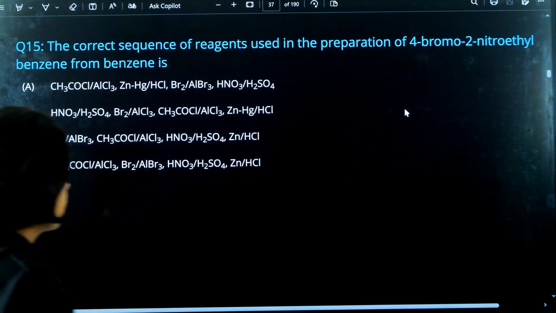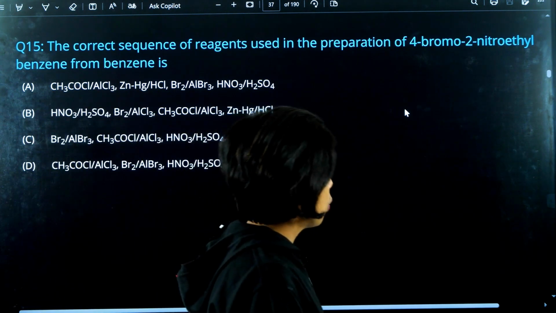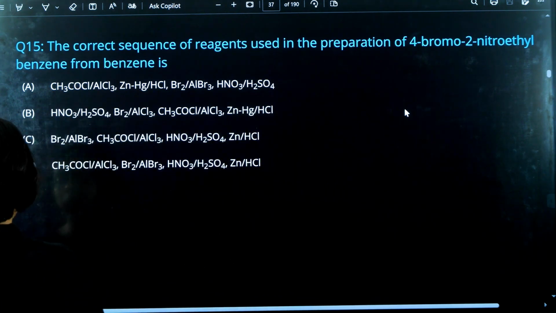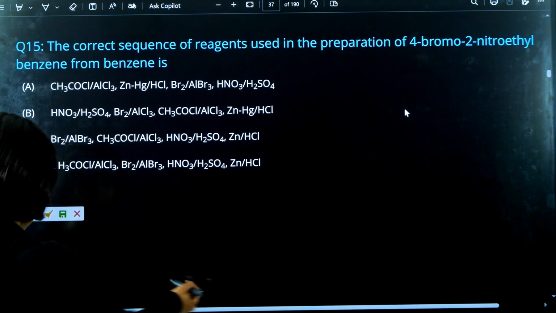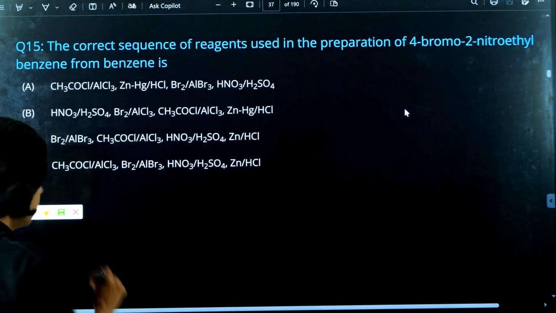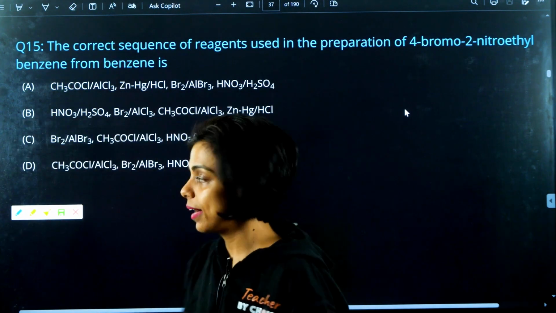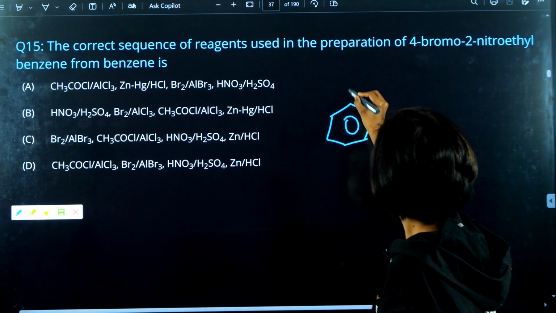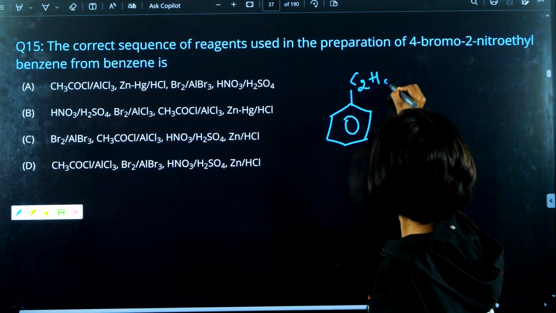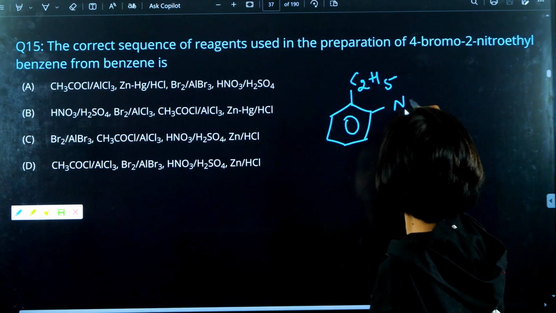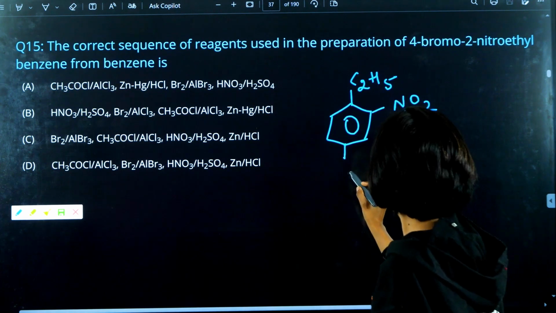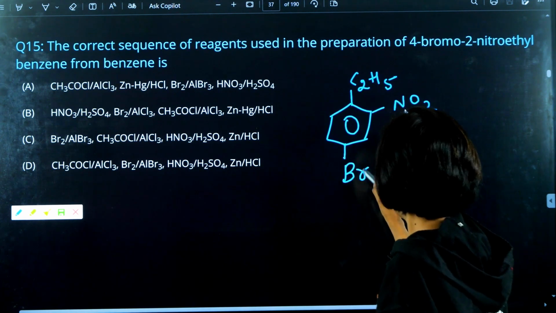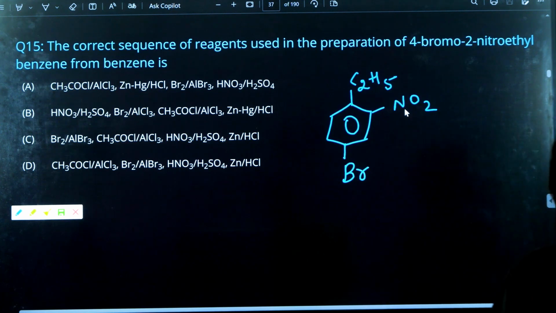The correct sequence of reagents used in the preparation of 4-bromo-2-nitroethyl benzene. Let's make the product first. What product is required here? This is ethyl, 2-nitro and 4-bromo. This is the final product that we need, guys, here in question number 15, right?